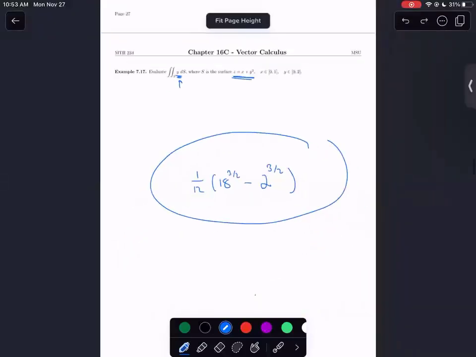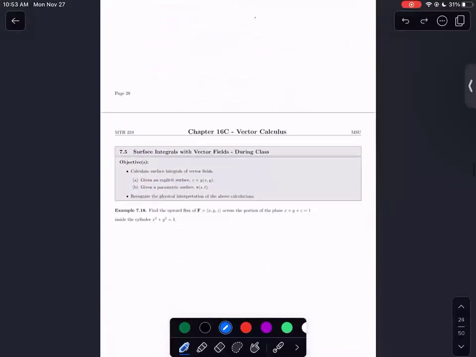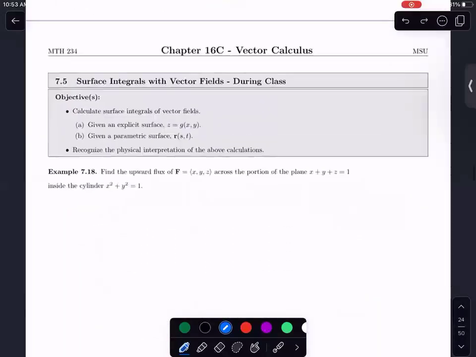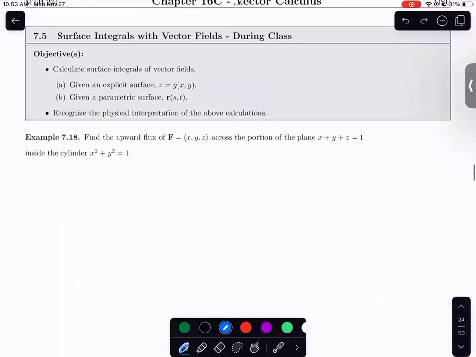All right, good. Well, with that, let me switch gears a little bit. And I want to talk about surface integrals with vector fields, aka flux. And again, there are two different flavors of these types of problems: if your surface is given to you explicitly, or if your surface is given to you parametrically. So here's an example problem.